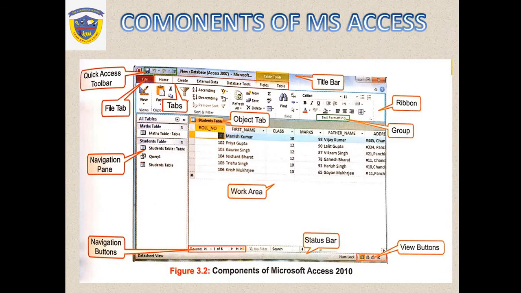Next are the components of MS Access. You can see this picture. Here are some components of MS Access: quick access toolbar, file tab, navigation pane, navigation buttons, tabs, object tab, work area, status bar, view buttons, ribbon, group. Next we will learn more about the components of MS Access.